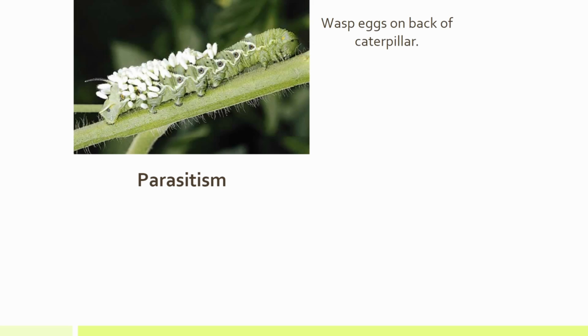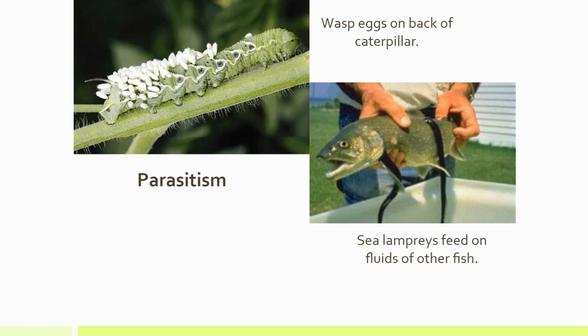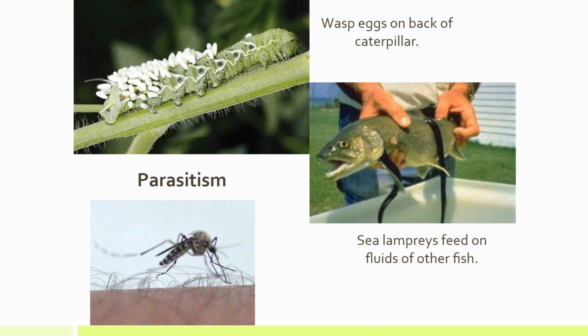We are also going to look at some more examples of parasitism. There's a type of wasp that lays its eggs on the back of a caterpillar, and the caterpillar isn't immediately harmed, but when the wasp eggs hatch, they utilize the caterpillar for food. You can see sea lampreys feeding on the fluid of other fish. Now, sea lampreys don't generally hurt humans or like to use humans as food items, so we don't really have too much to fear from them, but they love aquatic organisms like fish. And if a sea lamprey feeds on a fish enough, it can cause its death.